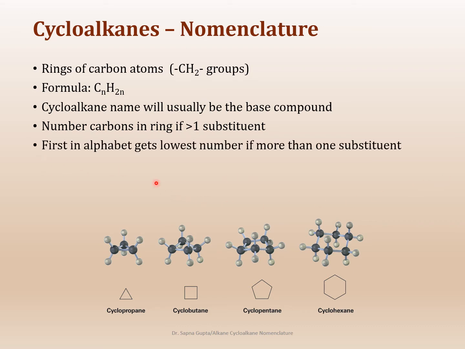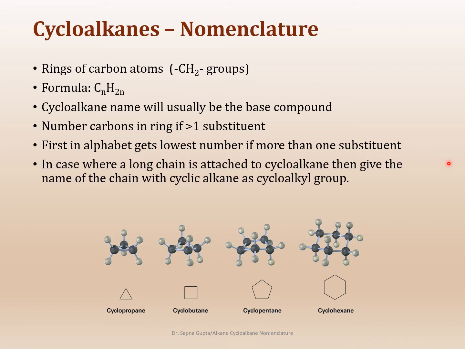The numbering is slightly different from straight chain. In the straight chain, you start from closest to the end. But in this case, because you're talking about a ring, the numbering is actually alphabetical rather than from one point or another point. So alphabetical is the way you go. You can see that that does not happen in the straight chains. In the straight chain, it is according to the branching and closest to the terminal atom. Slightly different.